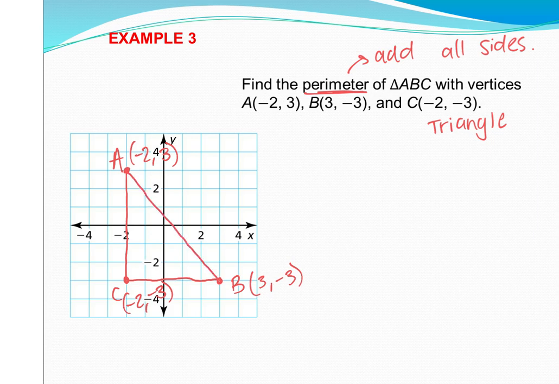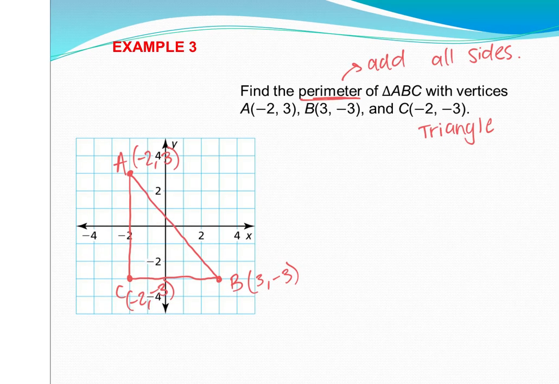Once we plot our points, connect the dots. You should get a triangle that looks like this. Do you get a triangle that looks like this? Okay, then you plotted correctly. What are we finding here? What is it asking us for? The perimeter, okay? How do we find the perimeter of a triangle? Cody? Add all the sides.